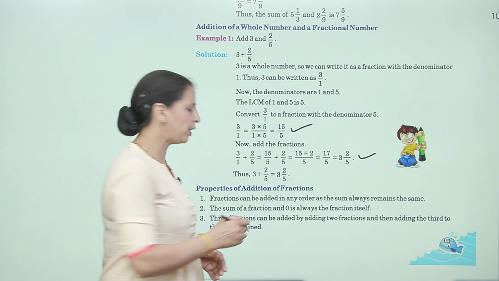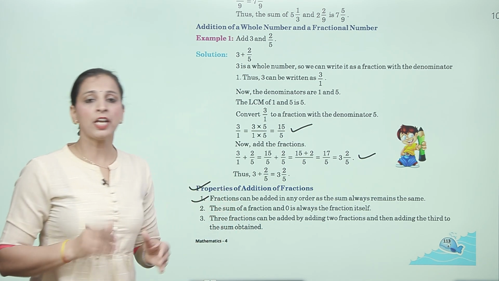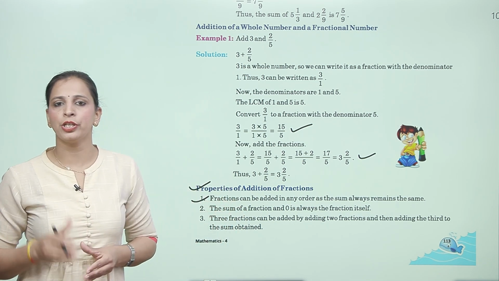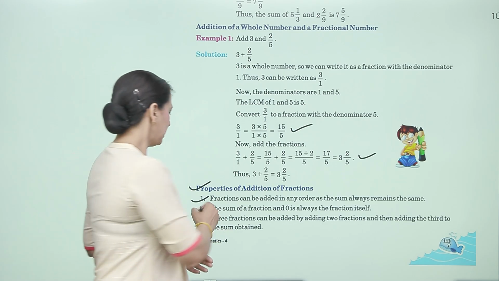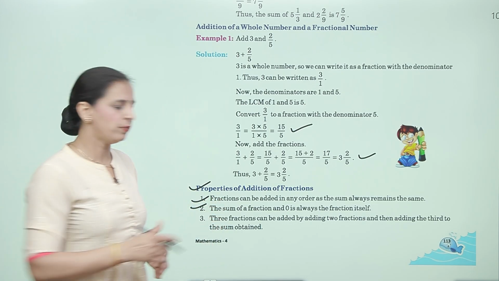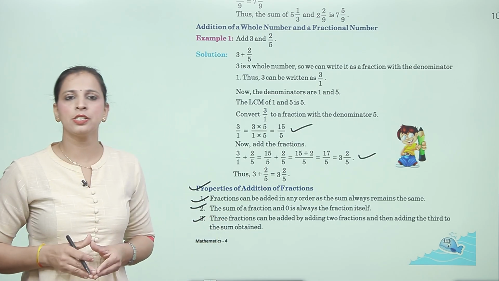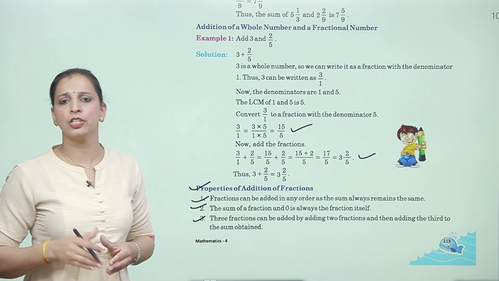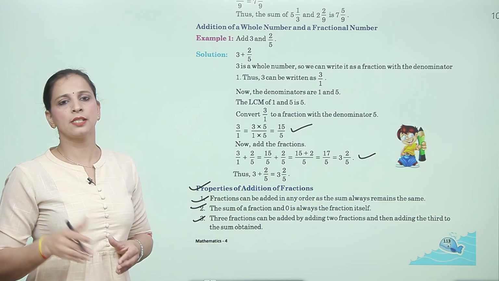Now properties of addition of fractions. First, fractions can be added in any order as the sum always remains the same. Second, the sum of a fraction and 0 is always the fraction itself. Next, 3 fractions can be added by adding 2 fractions and then adding the third to the sum obtained.